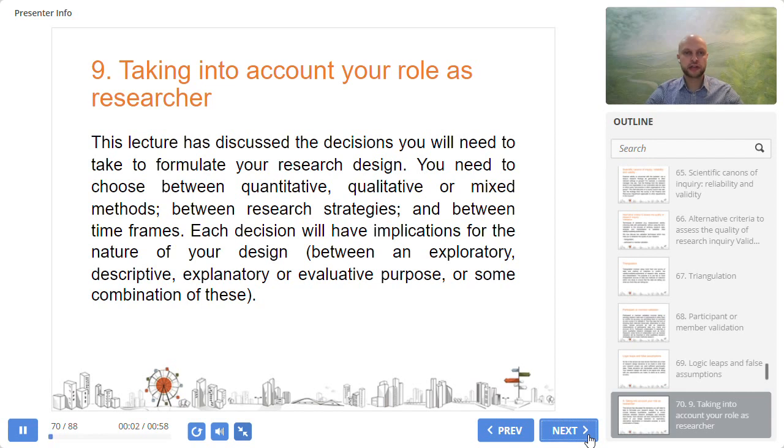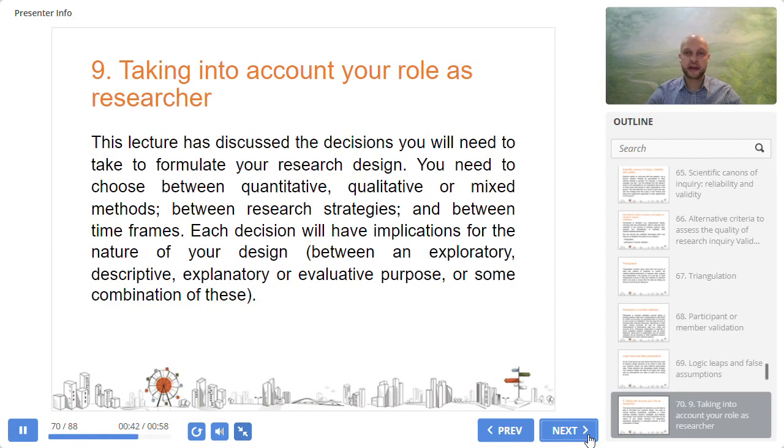Now we have reached section number 9, taking into account your role as a researcher. This lecture has discussed the decisions you need to take to formulate your research design. You need to choose between quantitative, qualitative, or mixed methods, between research strategies, and between time frames. Each decision will have implications for the nature of your design, between exploratory, descriptive, explanatory, or evaluative purpose, or some combination of these.